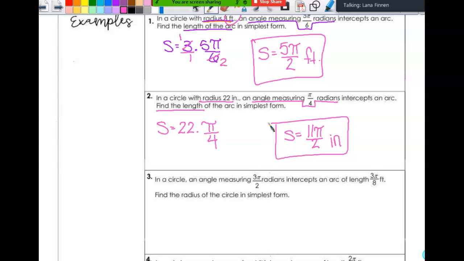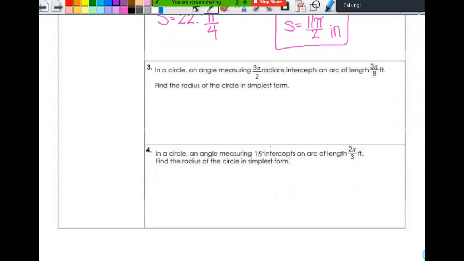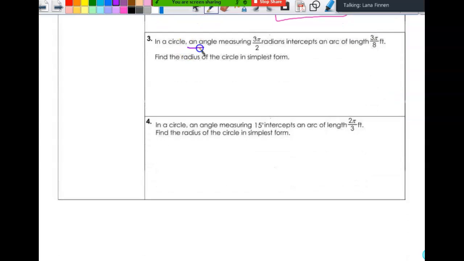All right, so what if we have different information? We have in a circle, we've got an angle. Here's our angle in radians. Here's our arc length, and I want to find the radius. So I substitute in what I know. I know the arc length. It's 3 pi eighths. So that's equal to R, which I don't know, times theta, which is 3 pi halves.